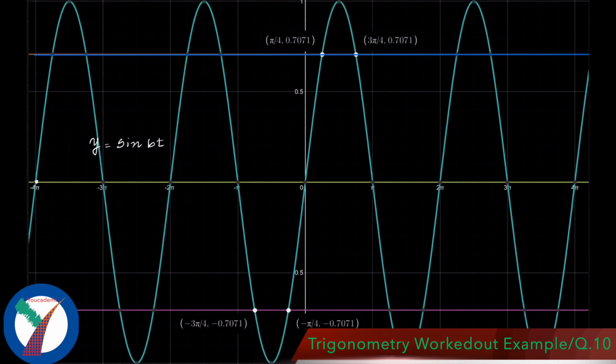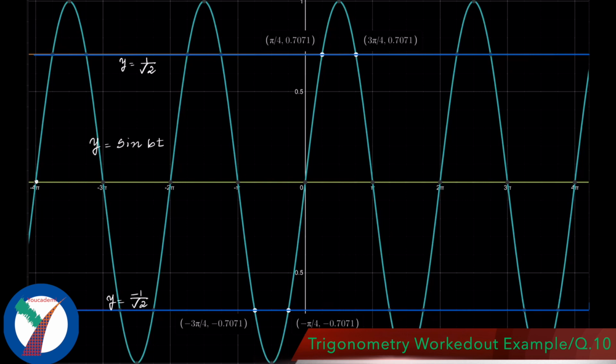So this is y equals 1 divided by square root of 2. Then we have y equals 0. We have to look at y equals 0 also, because we need the solution for sine bt equals 0. I'm not going to draw the line because it's just along the x-axis. Next, let us go to y equals minus 1 by square root of 2. Okay, so this is the line y equals minus 1 by square root of 2.